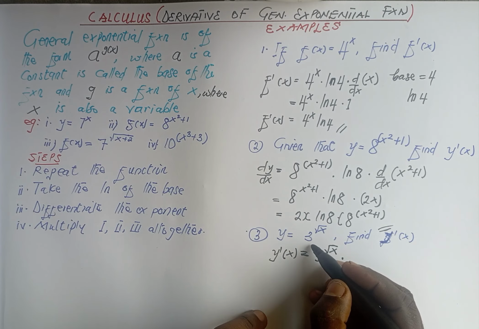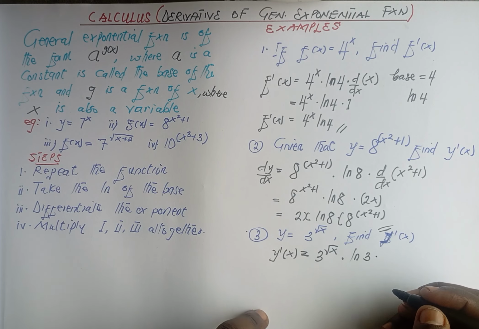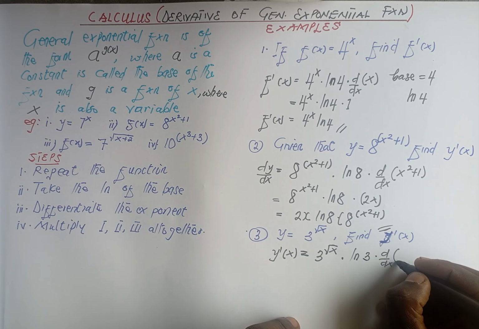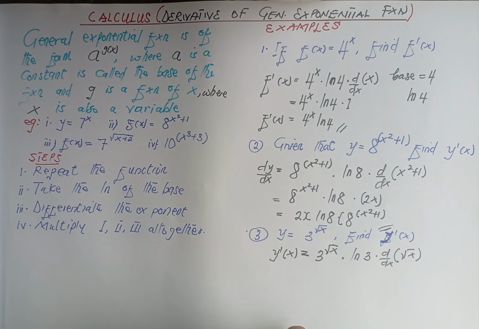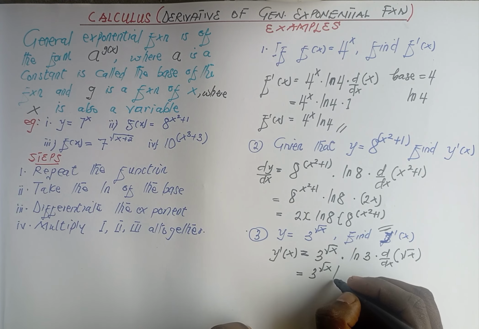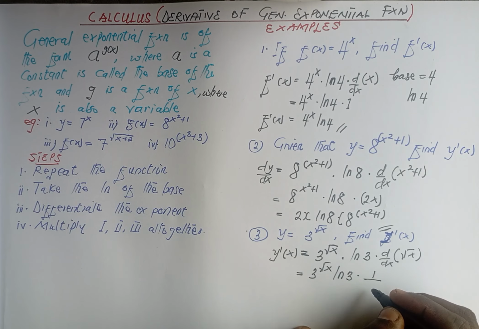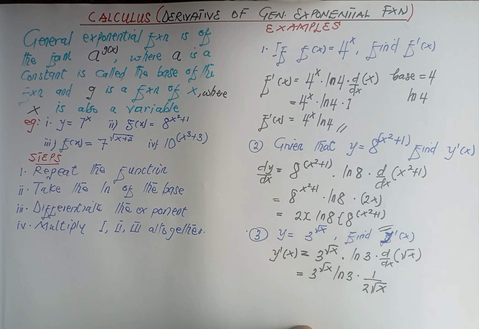Then we take the ln of the base. The base is 3, so we have ln 3. Then we find the derivative of the exponent, which is root of x. We have solved this severally in our previous lessons. The moment you come across root of x, don't calculate, don't think, the derivative is just 1 over 2 root of x. So we get 3 to the root of x, ln 3, and then 1 over 2 root of x.